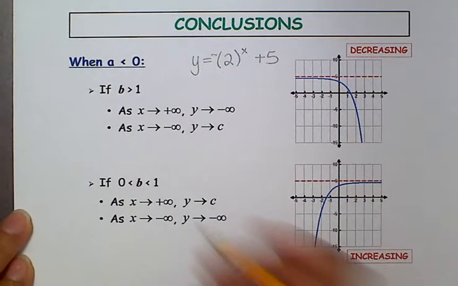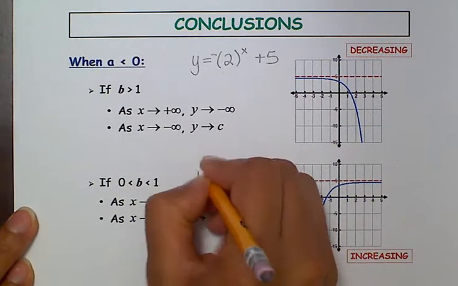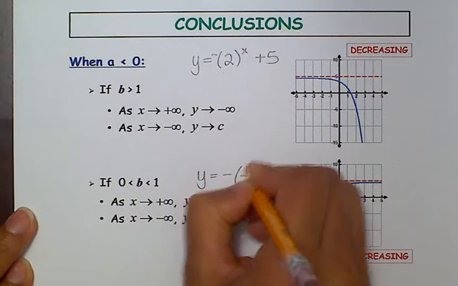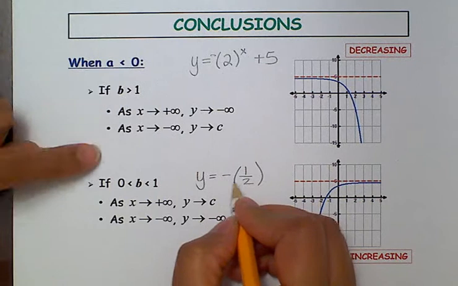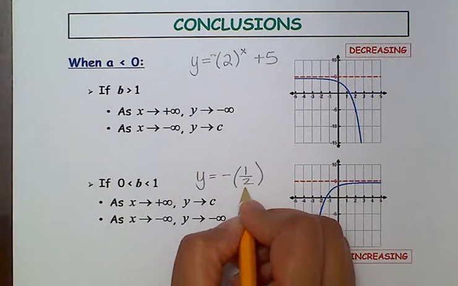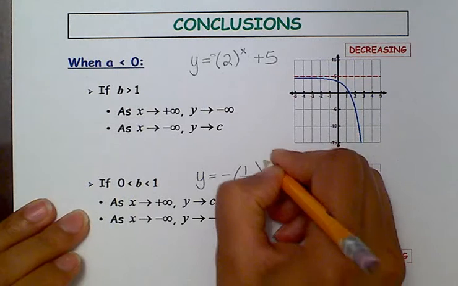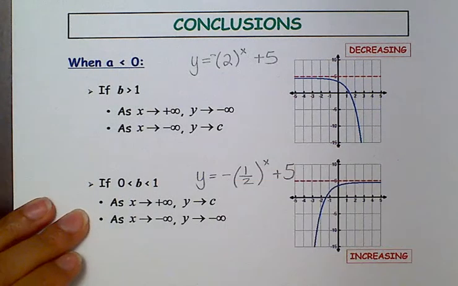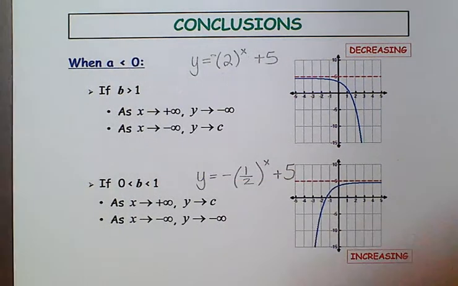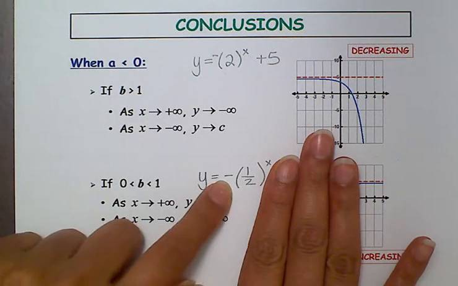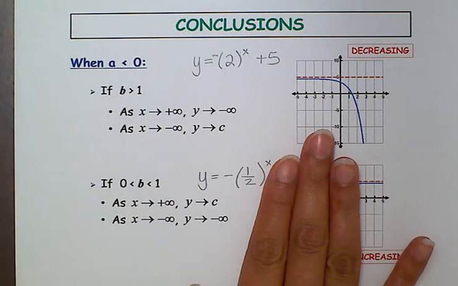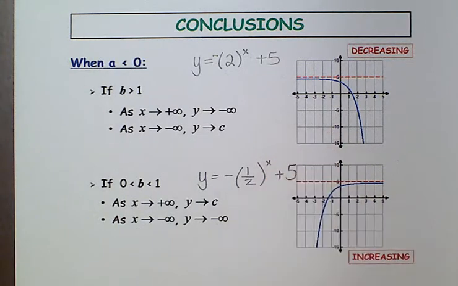Now if the base is between 0 and 1, so if you have something like y equals negative 1/2 to the exponent x, a is negative, and the base value is 1/2, so between 0 and 1, and there's your vertical shift up again. What you'll notice is that when you have a base that's less than 1 but greater than 0, normally the graph is decreasing, but the fact that you have a reflection here causes the graph to reflect along the x-axis, move down below the asymptote, and increase instead of decrease.